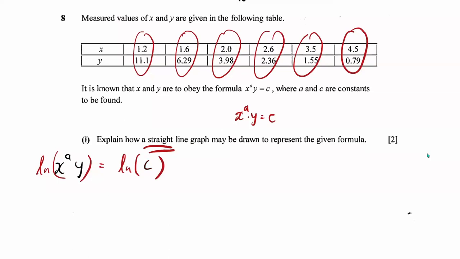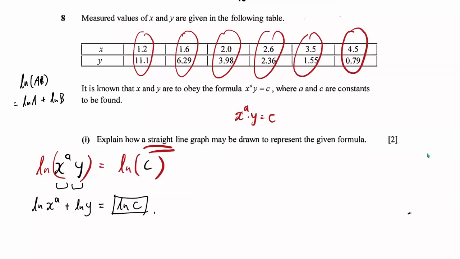Okay. Then what do you do when you have a product? Something times something, you take a log, or ln. Product becomes a plus sign. ln of AB equals ln A plus ln B. It's just that the capital A is now a. So ln x power a plus ln y equals ln c. So what is the ln of c? It's just a constant. Later we'll find out.